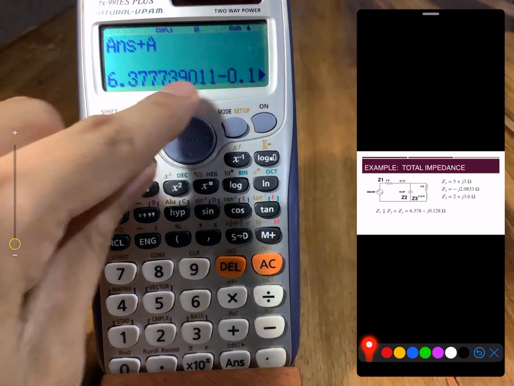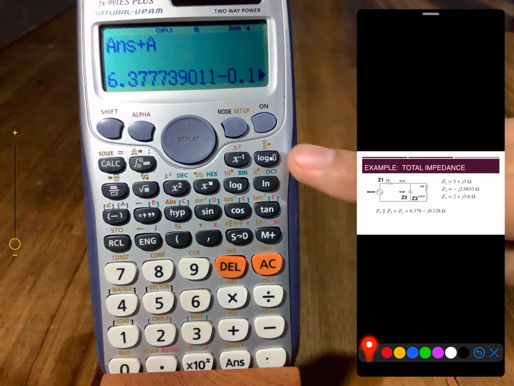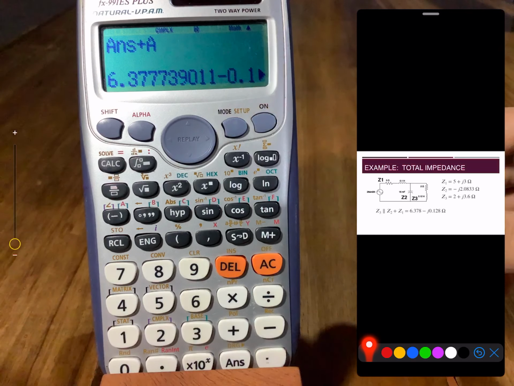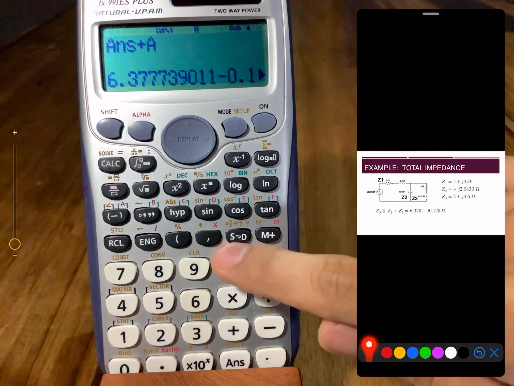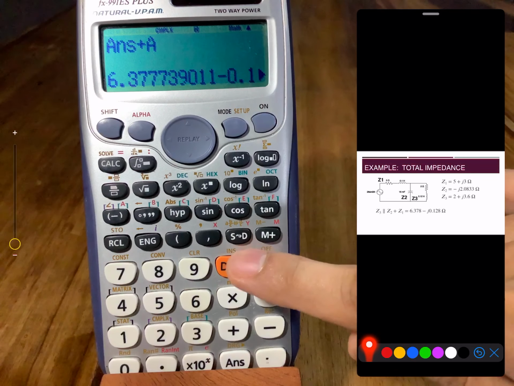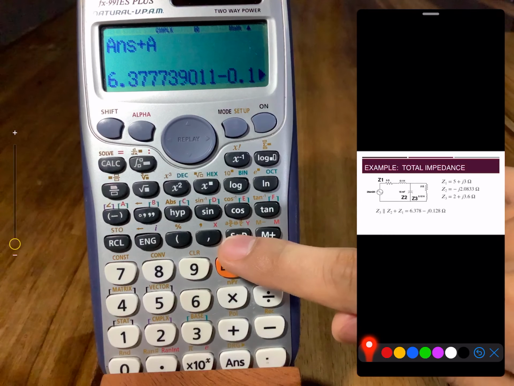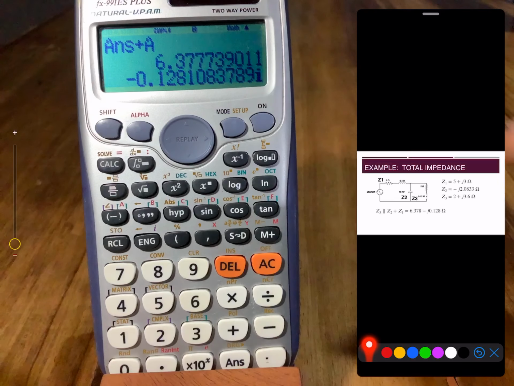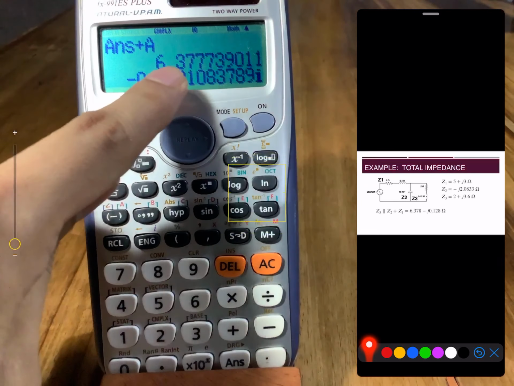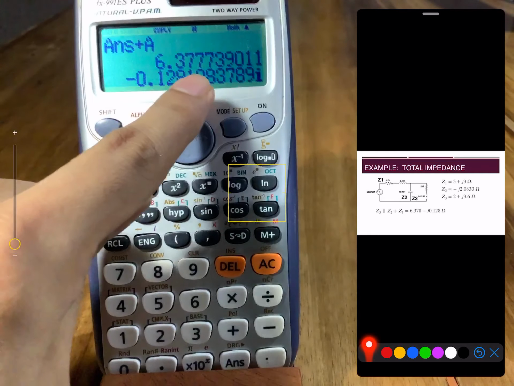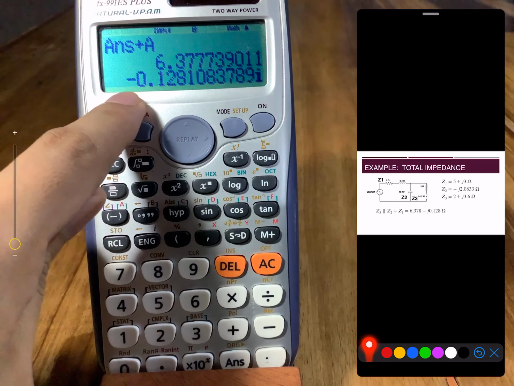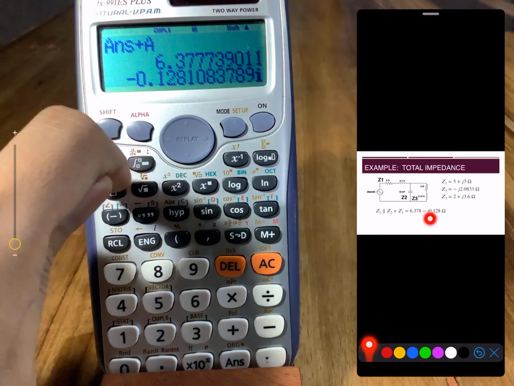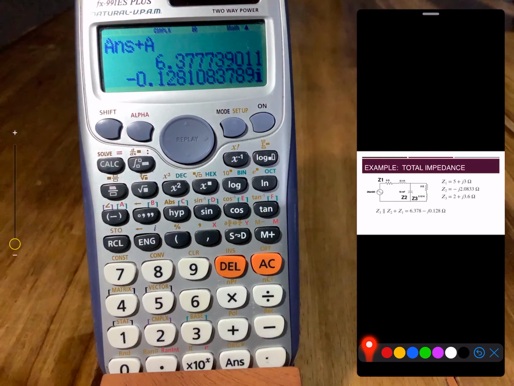6.377 minus 0.1. In order to see the whole number or the complete complex number, we can press this button, the SD button. This button converts fraction to its decimal equivalent. And we can see here we have 6.378, so 6.378 minus J0.128. So this is now the complex part, and this is now the total impedance of the network.